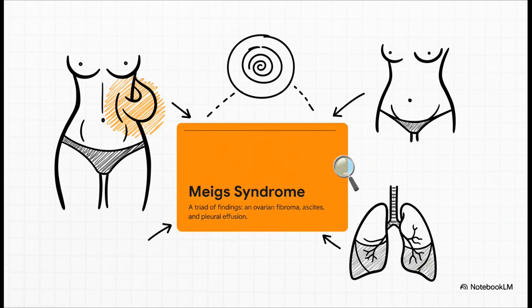You absolutely positively have to know this famous triad for your exams. It's a benign ovarian fibroma, plus ascites, which is fluid in the abdomen, and a pleural effusion, which is fluid around the lung. You see this triad, you must think of Meigs syndrome. And the most amazing part? You remove the fibroma, and the fluid just magically disappears.